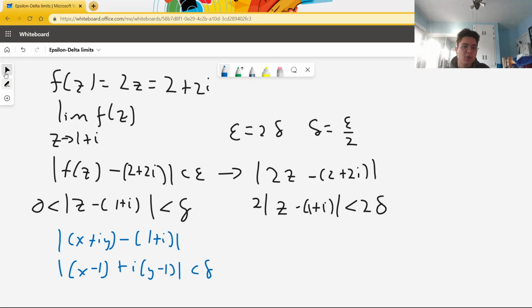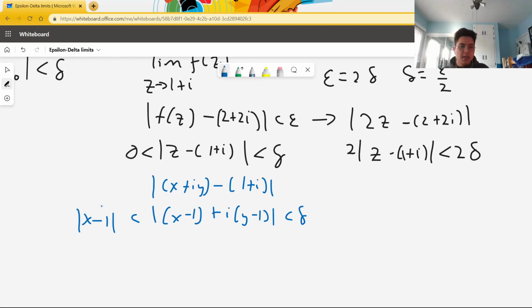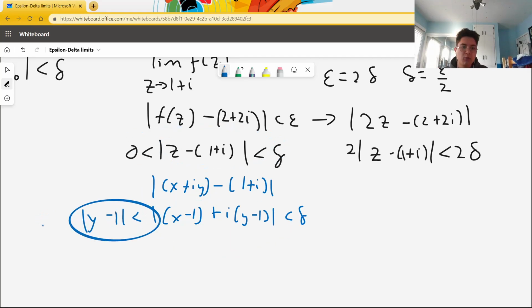Now, based on the triangle inequality, the magnitude of x minus 1 is less than the magnitude of z minus (1 plus i). So is the magnitude of y minus 1. y minus 1 is less than |z minus (1 plus i)|, and thus it's less than delta. Both x minus 1 and y minus 1, when you take their absolute values, are less than delta.